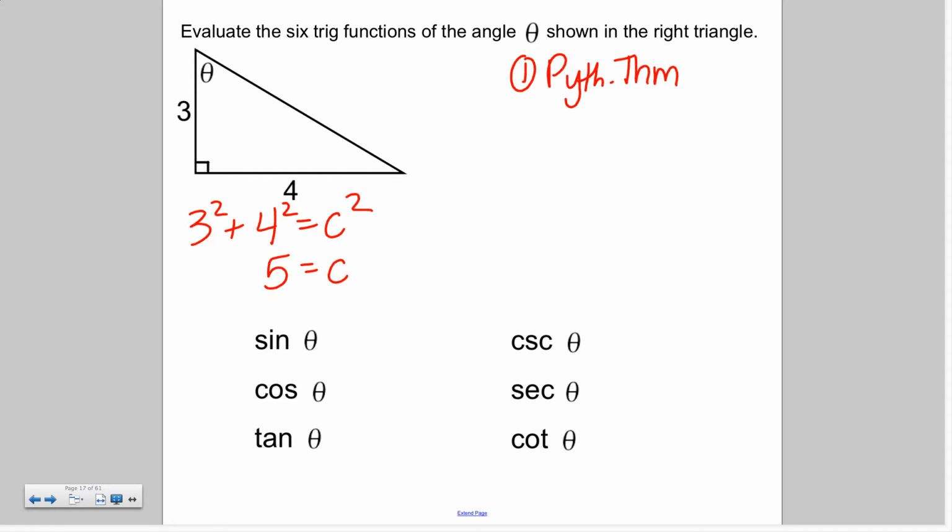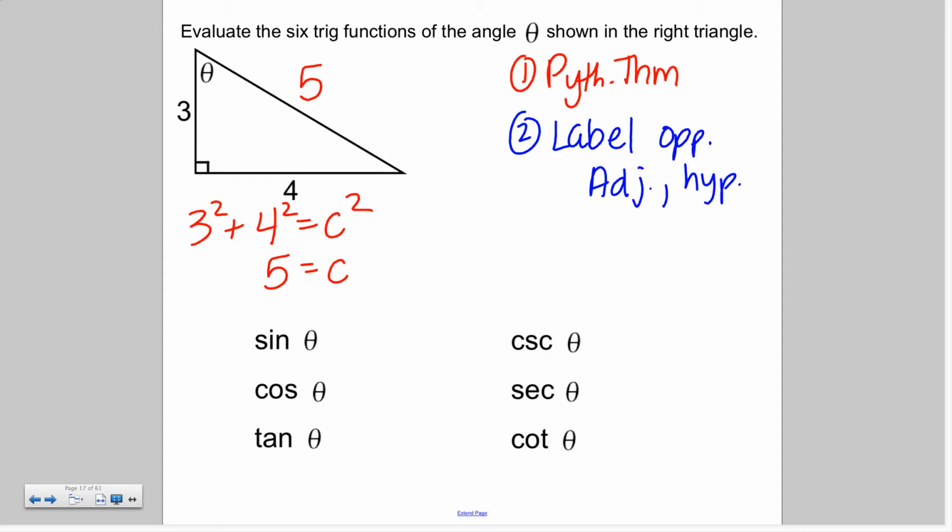as my hypotenuse. Alright, then to make it even easier for yourself, I would say label opposite, adjacent, and hypotenuse on that triangle. So here's my right angle, but that's my hypotenuse. Theta is in that corner, so its opposite is the 4, and its adjacent is the 3. Okay?